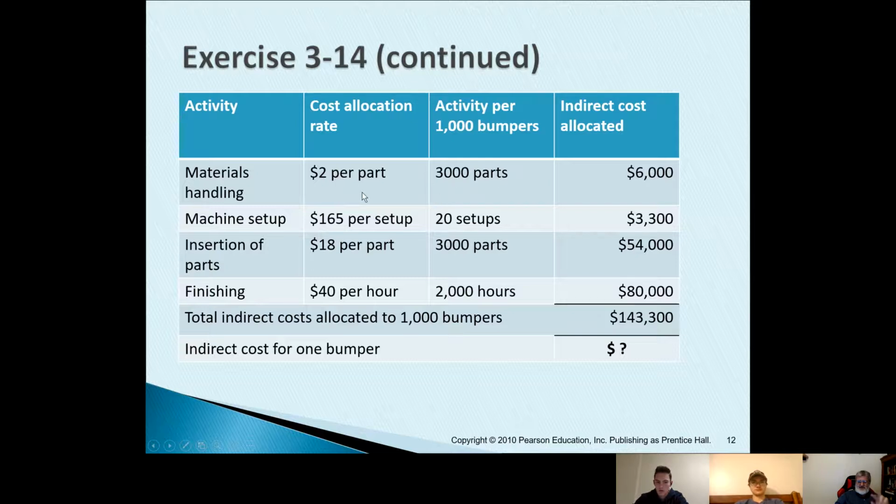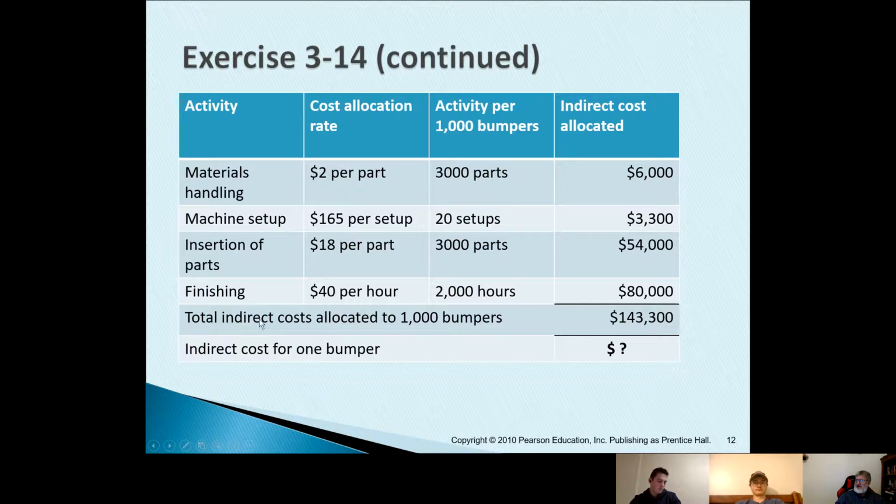This is kind of just the same chart turned around. Okay, $2 per part, 3,000 parts, $6,000. Machine setups, $165 per setup, times 20 setups is the $3,300. So you see how this chart is just the same thing, just showing from a different angle.